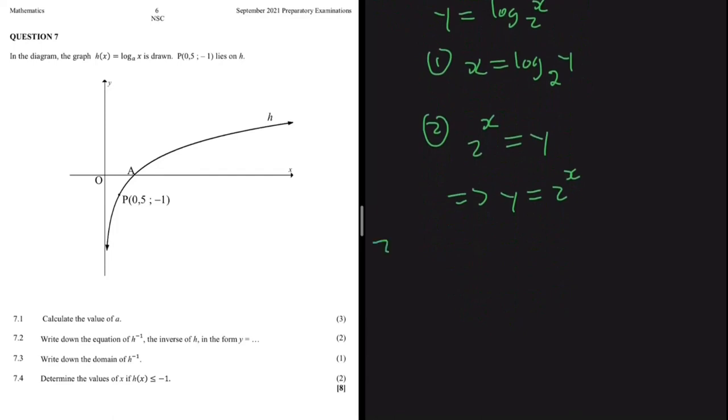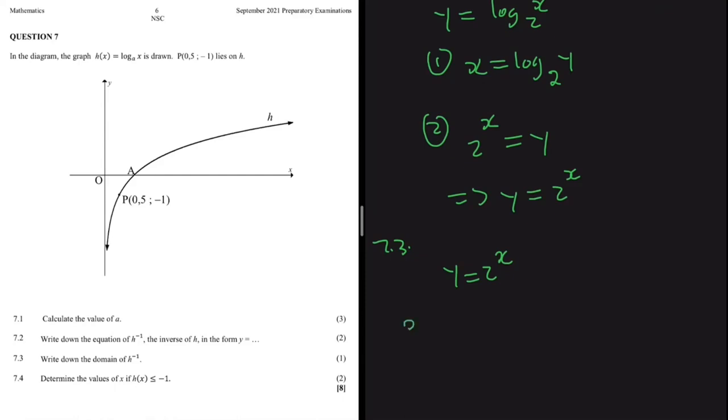And let's do 7.3. 7.3 is saying write down the domain of the inverse of h. The inverse of h is clearly y equals 2 to the power of x, right? The domain of a function is all the x values for which the function is defined, right? Clearly y equals 2 to the power of x is defined everywhere, right? If the numbers are extremely large, getting closer to infinity, the function is defined. If x is 0, the function is defined. And even for all negative numbers, the function is still defined.